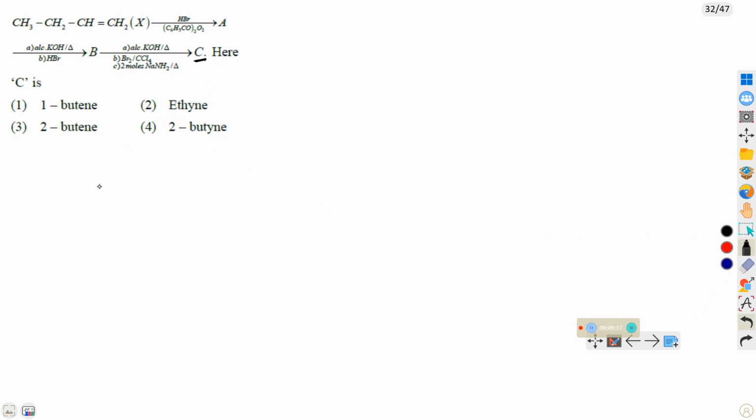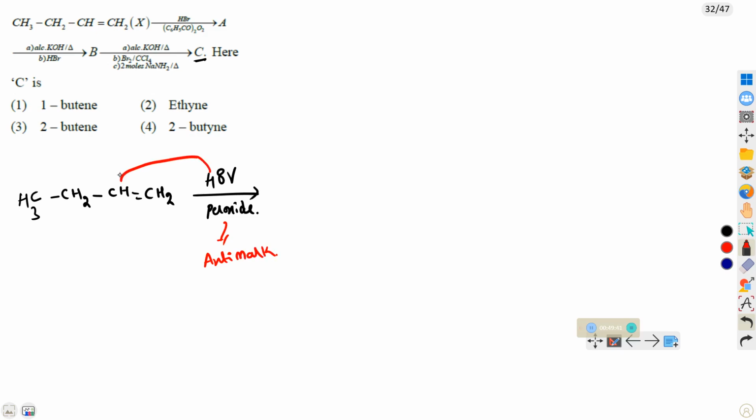Identify C. First of all, the given alkene reacts with HBr and peroxide. Peroxide is present, so it follows anti-Markovnikov's rule. Add the hydrogen atom from HBr to the unsaturated carbon which contains the lesser number of hydrogens. Then it gives CH3CH2CH2Br.